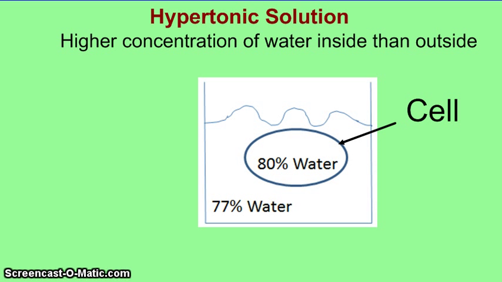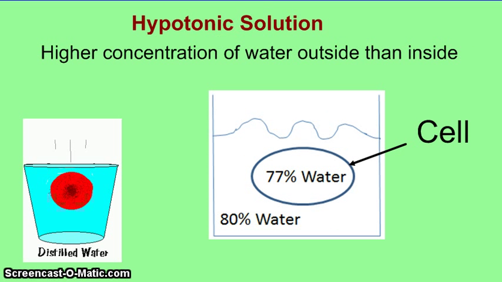Inside of the cell, there will be a certain concentration of water. Outside of the cell, there will be a certain concentration of water. When the higher concentration of water is inside of the cell, we call that solution hypertonic. More water in the cell. Hyper means more. And in this case, because molecules move from high to low, water is going to move from high concentration, 80% inside, to a low concentration, 77% outside. The water will move out of the cell. H2O will move out, which will cause the cell to shrink in size.